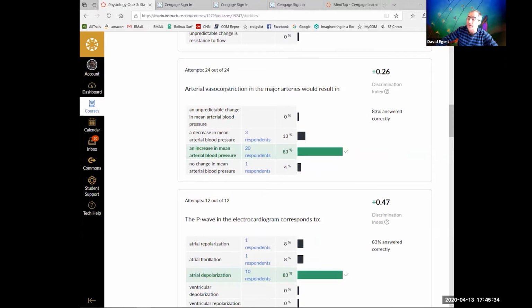Arterial vasoconstriction in the major arteries. Again, this takes this part to the next level. Arterial vasoconstriction increases resistance. And then we know blood pressure is just cardiac output times resistance. So if resistance goes up, blood pressure goes up. Adjusting blood pressure, one of the main short-term controls is by constricting or relaxing arteries. If you constrict, the blood pressure goes up, relax, it goes down. Again, this is at the core of all the stuff we've been talking about today in lecture.